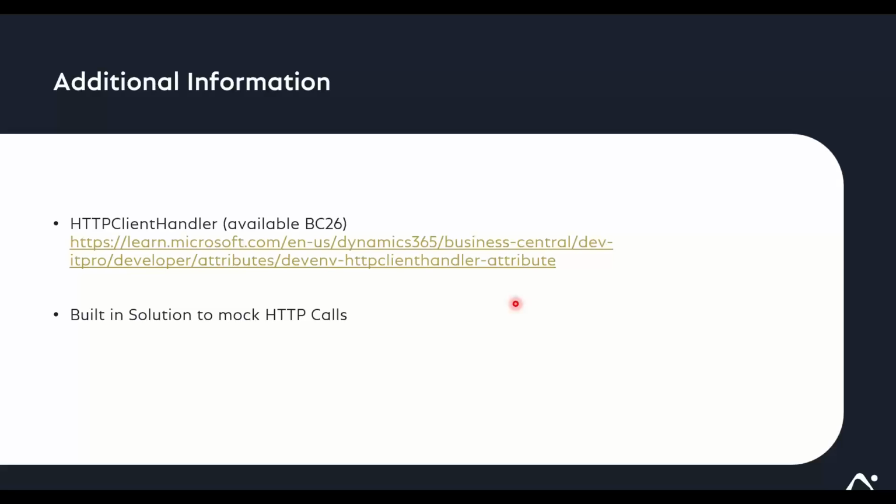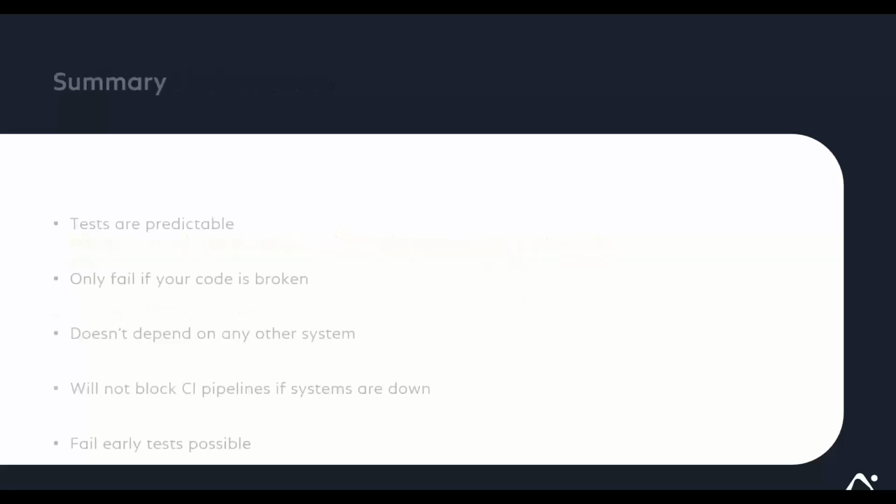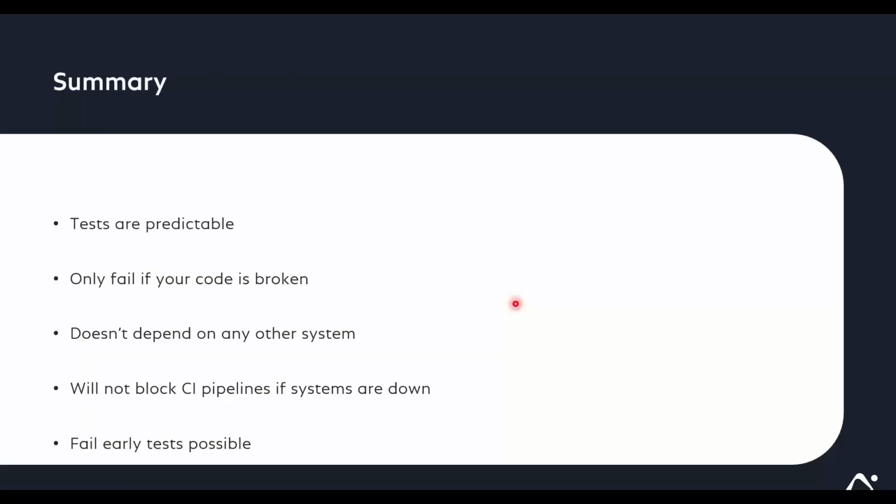Okay, so let's summarize this a little bit. When we use mocking, we have predictable tests, absolutely predictable. Everything you do is working every time you execute it the same way.